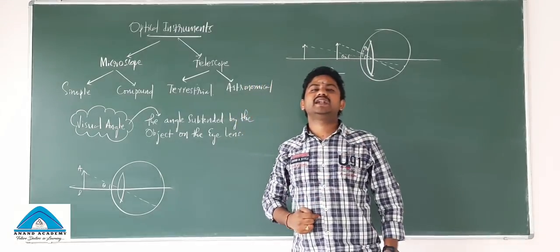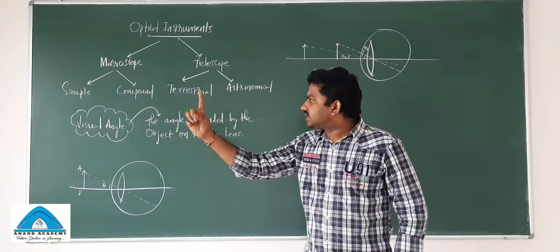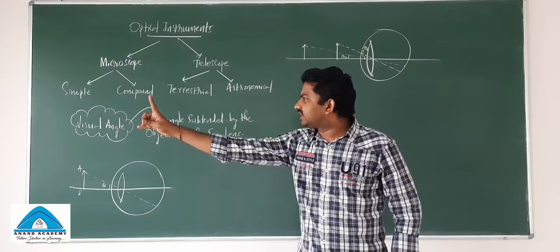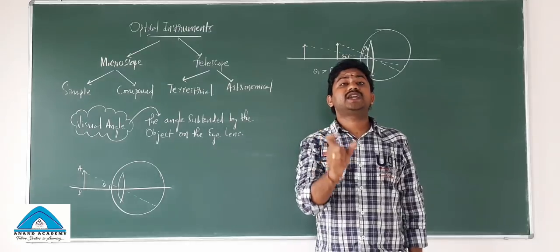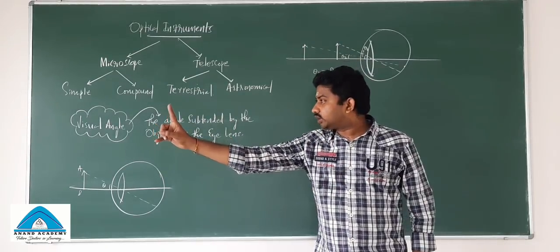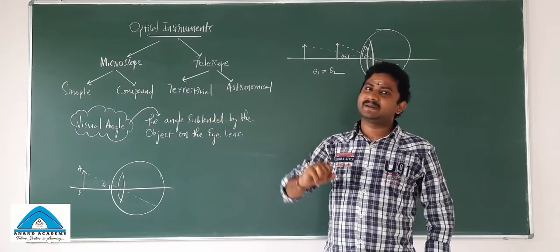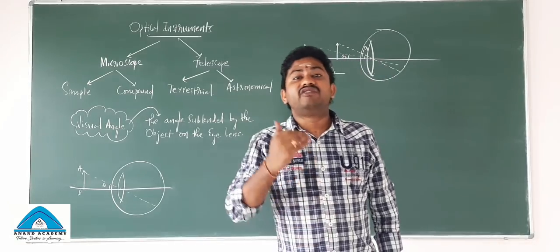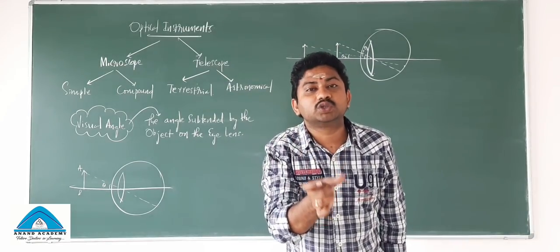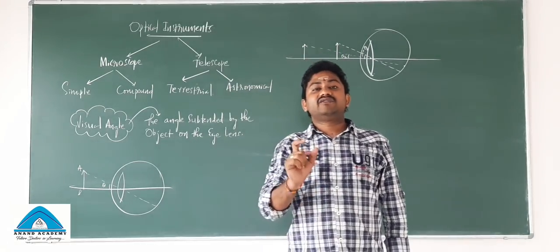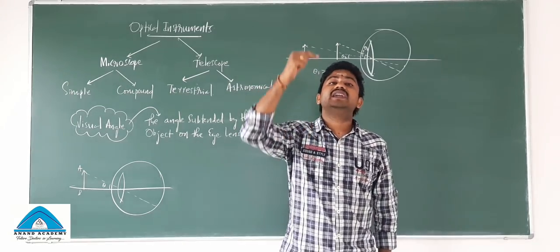One important point you should understand here. When I am taking the object far off from the eye, the size of the object is decreasing, decreasing, and so on. When I am taking the object close to the eye, the size of the object is increasing, increasing, increasing. So what you should understand here? When the visual angle decreases, the size of the image also decreases. When the visual angle increases, the size of the image also increases.